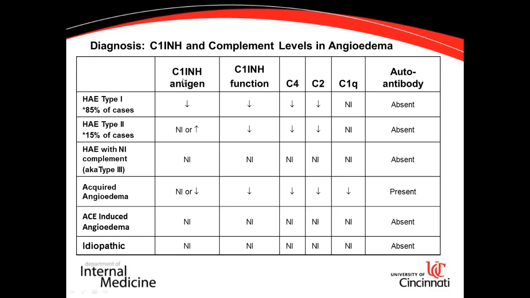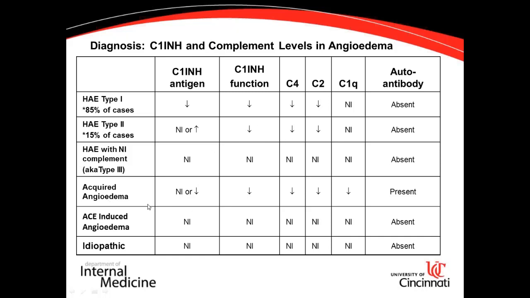If they don't have it, they don't make it, and whatever they have doesn't work. And they also have a low C4 level just due to the consumption of the complement pathway. In type 2, which is only 15% of HAE cases, they have normal or increased C1 inhibitor antigen, but they have non-functional C1 inhibitor and low C4s.